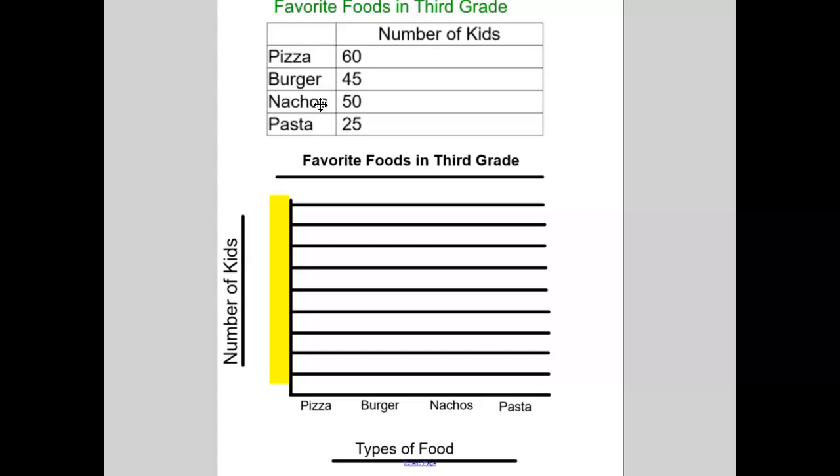What if I did, pause the video, and what would you use for your scale? Did you guys determine that 10 would be a really good scale? Because I could represent all of these numbers and they would all fit. Well, let's double check. 10, 20, 30, 40, 50, 60, 70, 80, 90, 100. Yes, they would all fit. I'm going to have you guys finish this graph by yourselves, and I'm going to have you use this graph to answer some questions for your assignment today.